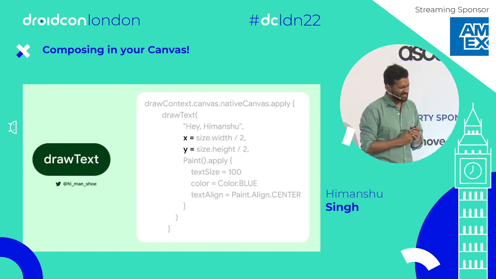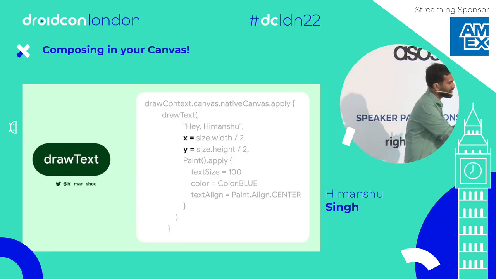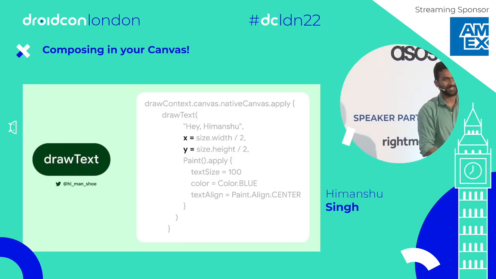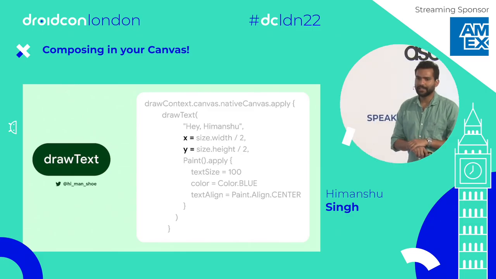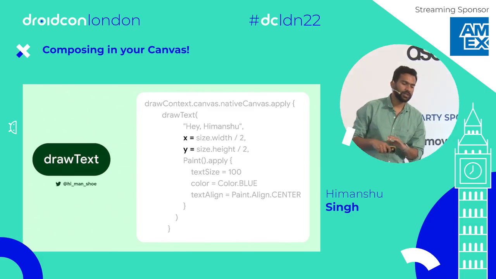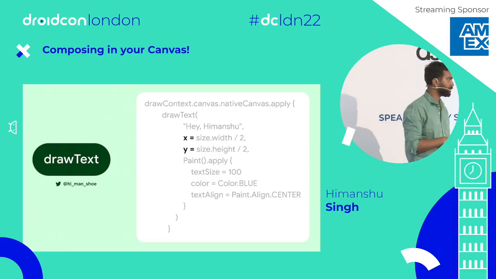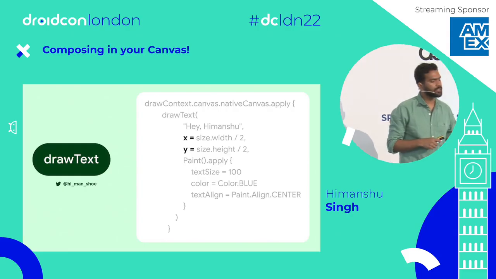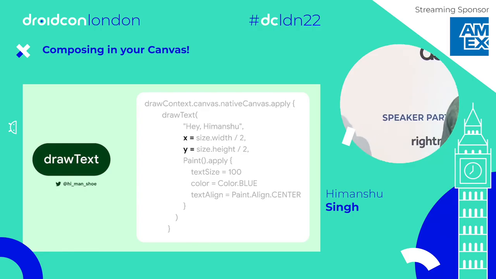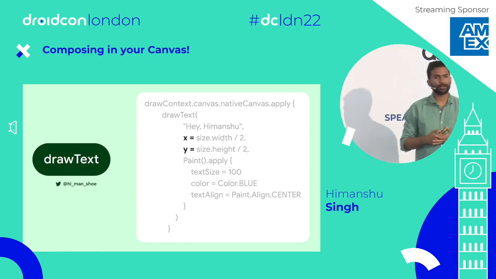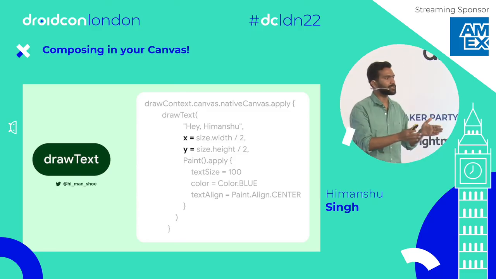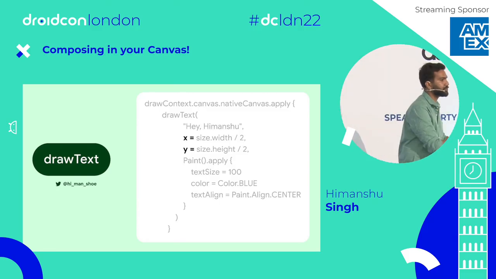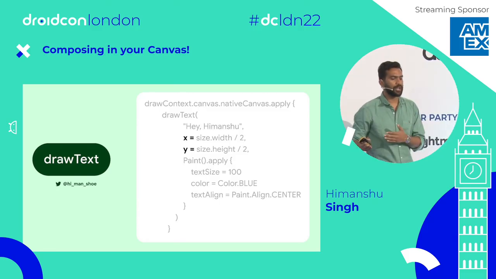Now, this is a very bad example, but this is an example of how the text should look and how you can use it. So here, first we are accessing the native canvas, the draw context.canvas.nativeCanvas, or you can put it in an alias if you do not want to do it again and again. But this is how you use it. And inside that, you call the draw text function. And just to make things clear, this draw text is not coming out of Jetpack Compose. It's coming out of the view system's canvas.